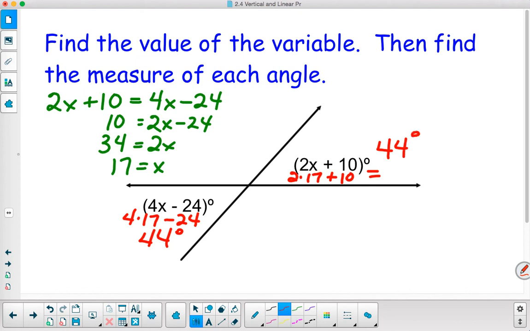Okay, those vertical angles are congruent. What are the other two angles? There's a linear pair, so they have to be supplements. So to find this angle, 180 minus 44, 136. And vertical to it would be the same degree.